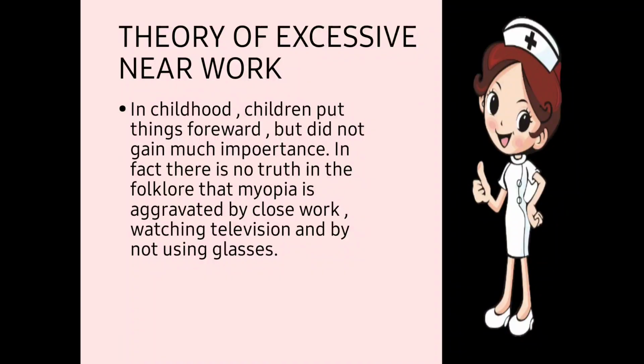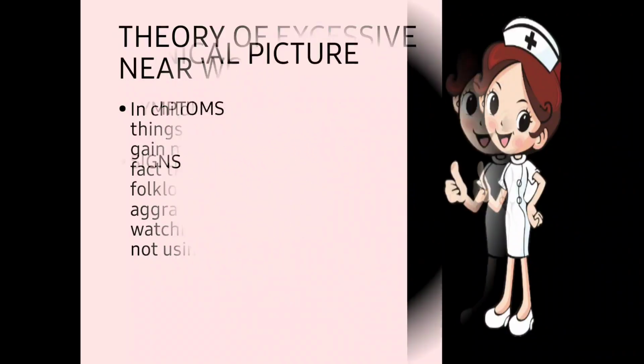In fact, there is no truth in the folklore that myopia is aggravated by close work, watching television, and by not using glasses. The children who have myopia can move close to the things which he or she is able to see. For example, they will watch television by going close to the television, will not sit behind and watch it. They will go close to that thing, and not use glasses, because it is nearsightedness. It is a condition in which the person is able to see things clearly from the near point.